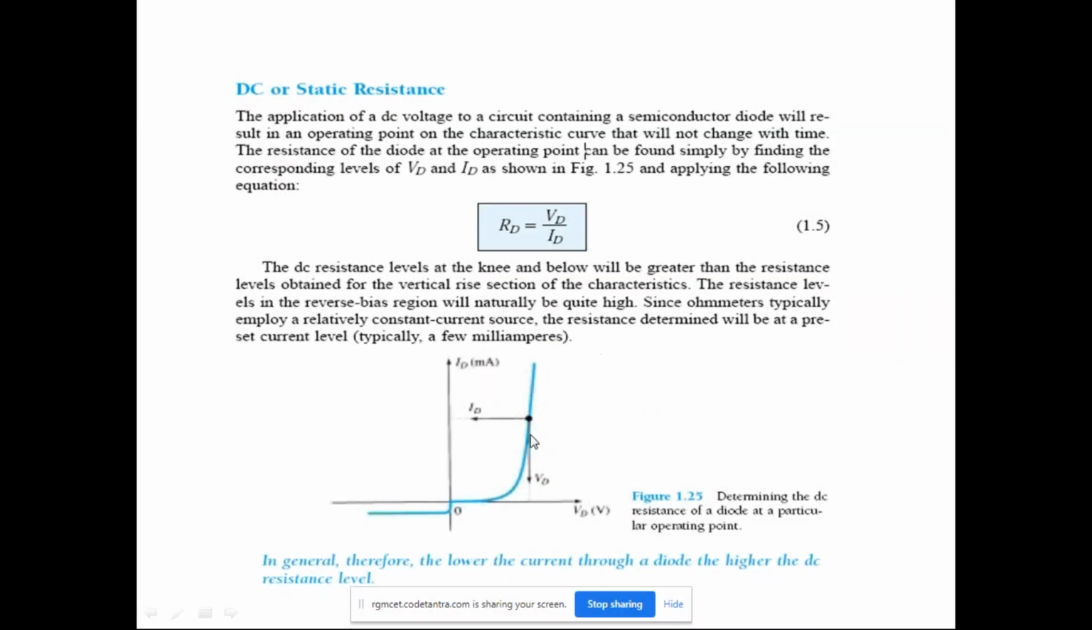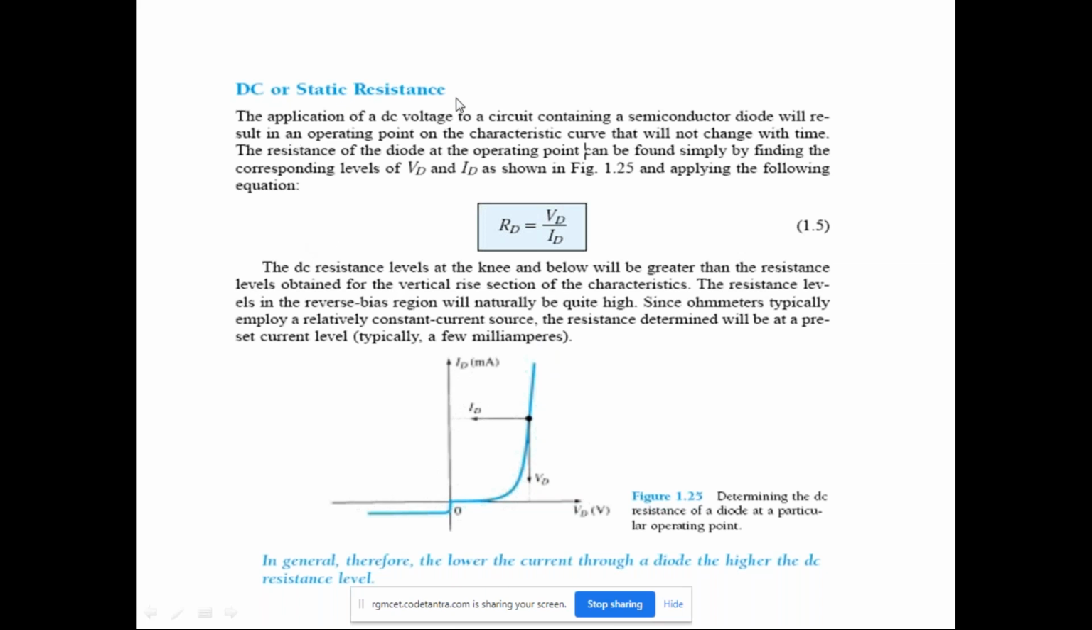VI characteristics of a PN junction diode. Already we explained this one. When Vi is equal to 0, that is when diode voltage or applied voltage is equal to 0, current is also 0. It slowly increases once the forward voltage is greater than the cut-in voltage, and then current exponentially increases. In reverse bias, as reverse voltage increases, a very small amount of current flows due to the minority carriers. Now, there are two types of resistance here.